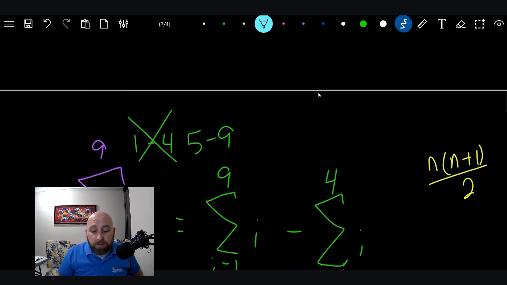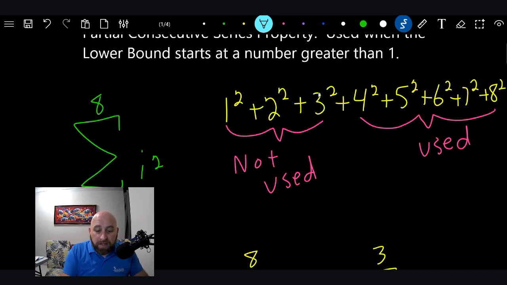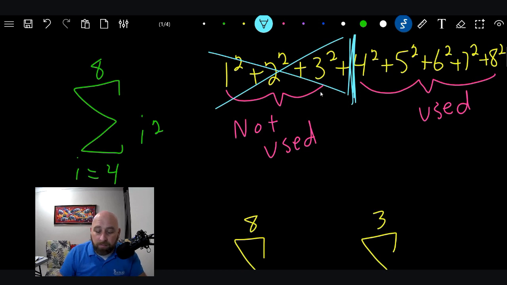All right, so let's go over that concept again really quick here. We don't need 1 through 3 on this one. How do we know which ones we don't need? It's based on the lower bound. The lower bound starts at 4, so we don't need anything over here.